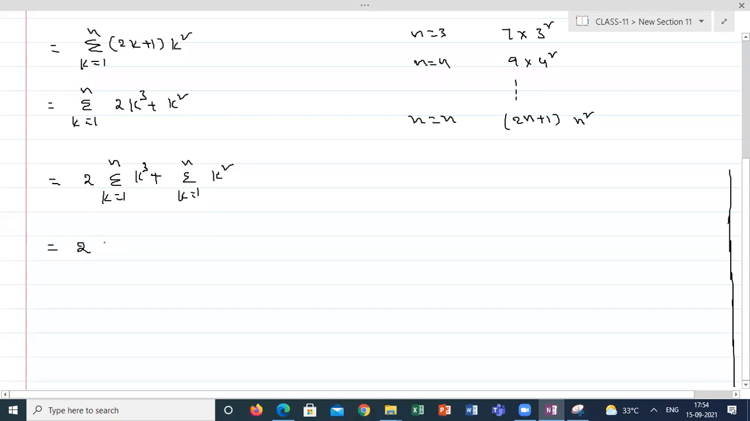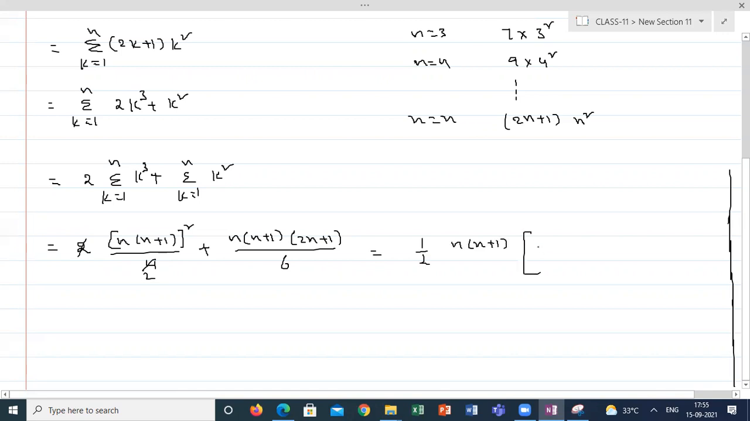This will be equal to 2 times sigma k cube. What is the expression for k cube? n into n plus 1 whole square by 4 plus n into n plus 1 into 2n plus 1 by 6, sorry, this is 6. This is 2 times. If I'm taking 1 by 2 common and n into n plus 1 also common, taking 1 by 2 into n into n plus 1, here 2n plus 1 by 3.